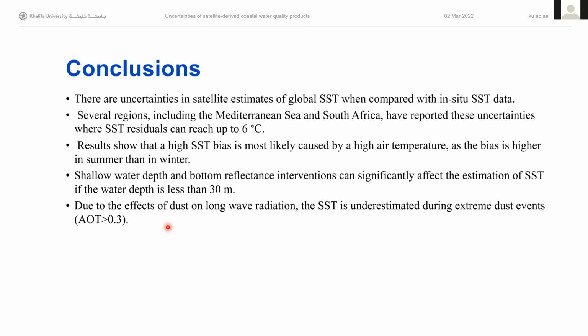There are uncertainties in satellite estimates of global SST when compared with the in situ data. Several regions, including the Mediterranean and South Africa, have reported these uncertainties, where the SST residual can reach up to 6 degrees, especially in South Africa. Results show that high SST bias is most likely caused by high air temperature, because the bias is higher during the summer season. The shallow water depth and bottom reflectance interference can also significantly affect the estimation of SST.